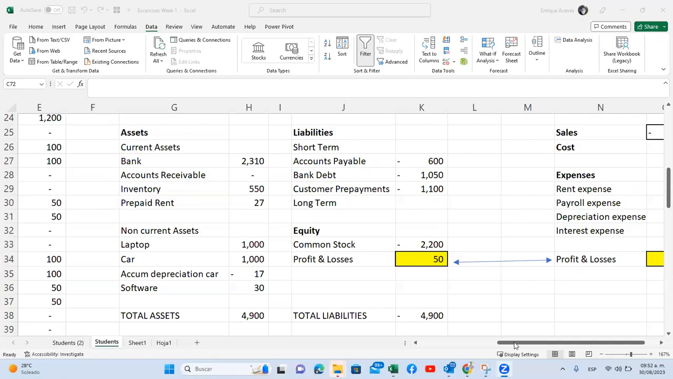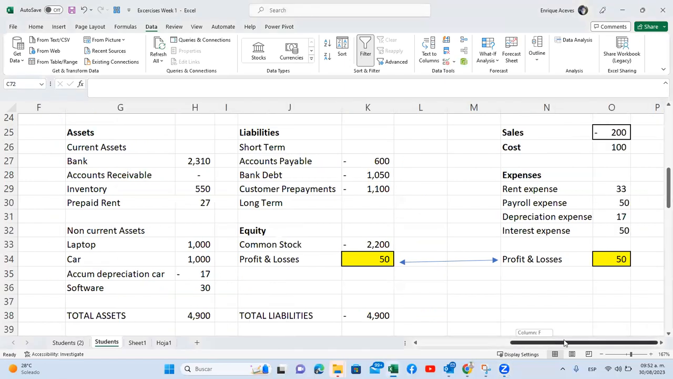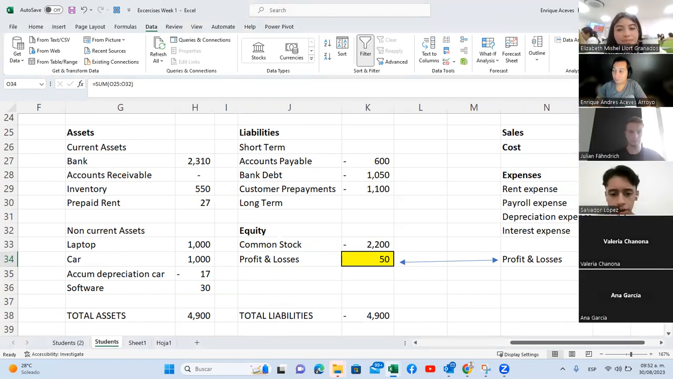Entonces, este es el resultado, guys. This is the final result. First question, guys. Are these profits or losses? Guys, these are profits or losses? Losses. Why, Danny? Porque están positivos. And that means that you have more expenses than what you sold.